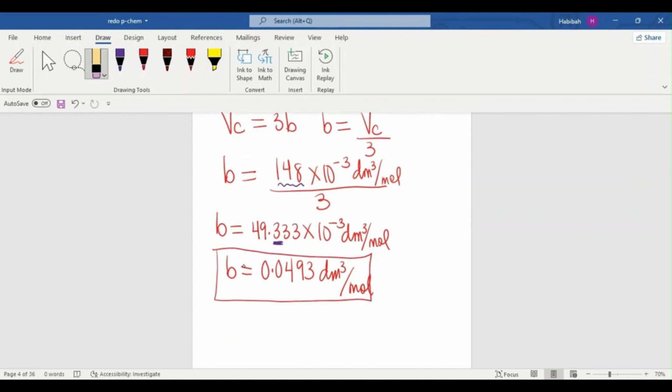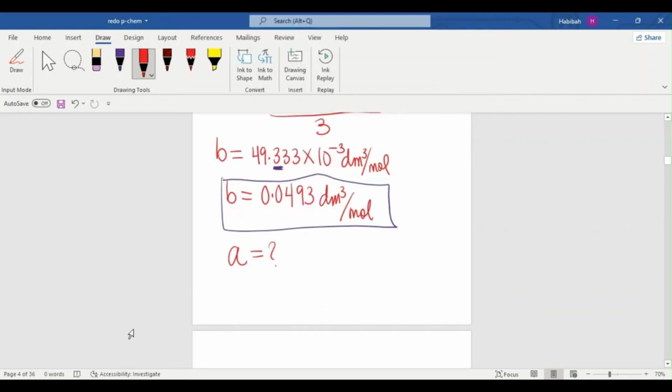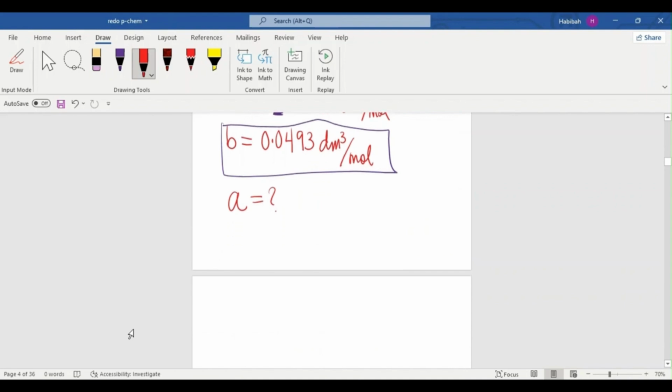So now we have to find the van der Waals parameter A. To do that, we have to remember that there's also a formula to solve this. Looking at the physical chemistry Atkins textbook, we see the formula to find A using our critical values for ethane. It's important for you to know that PC, the critical pressure, is equal to the van der Waals parameter A divided by 27B squared. We already know the value for B because we just solved for it. We know the value for PC because it was given.